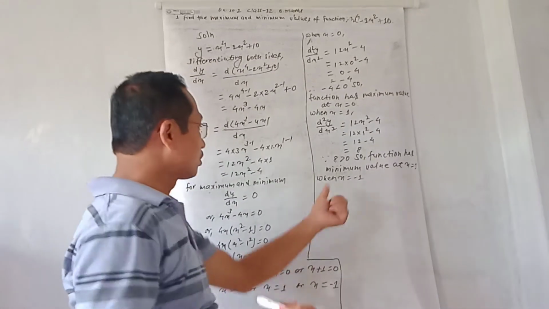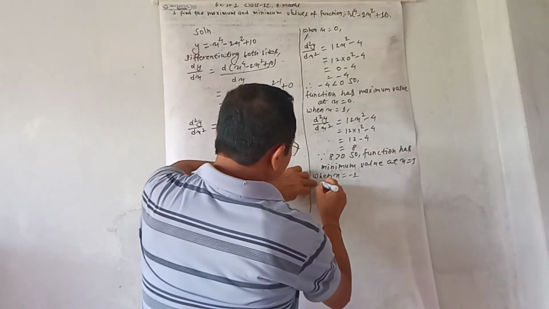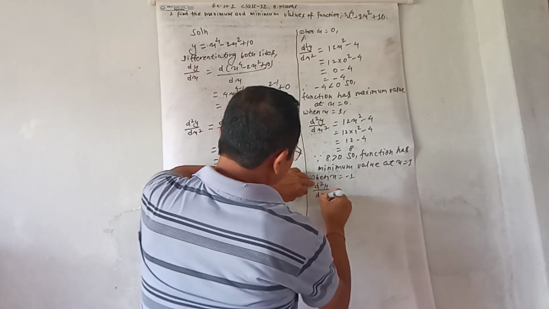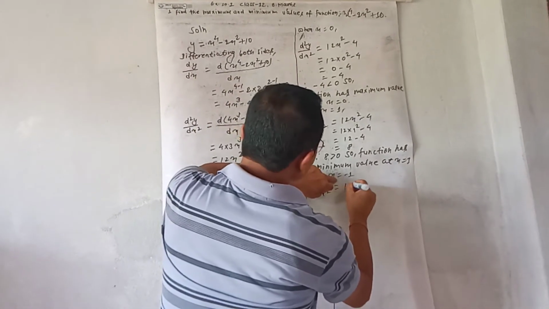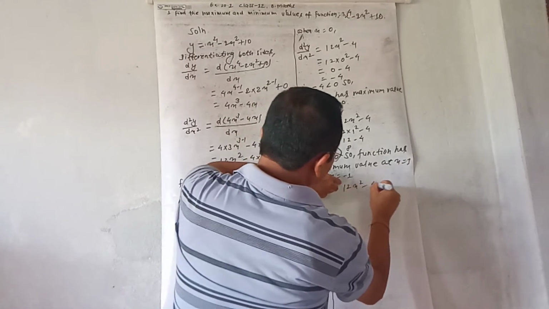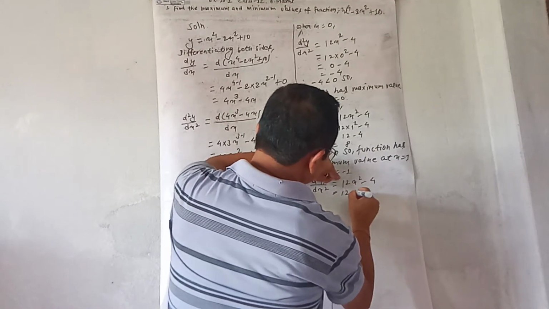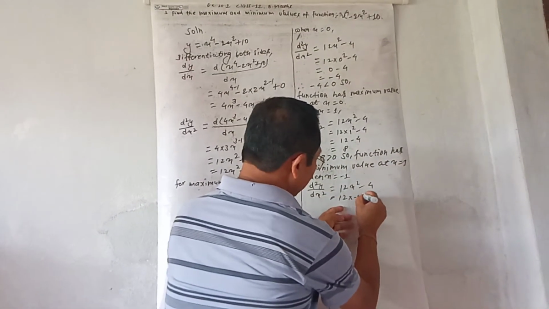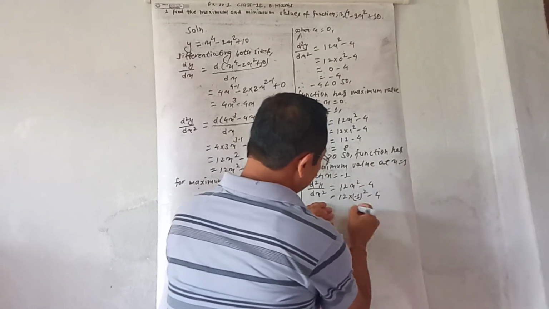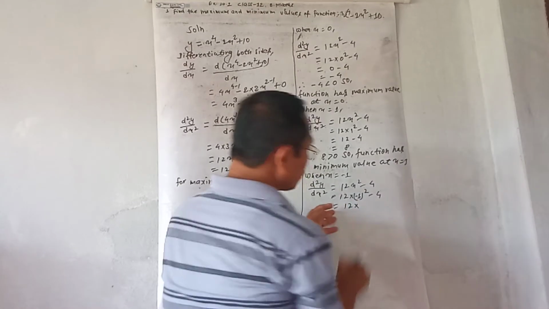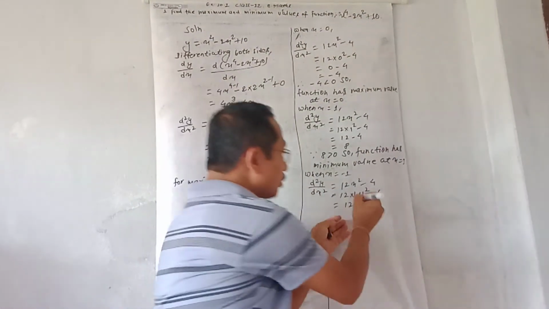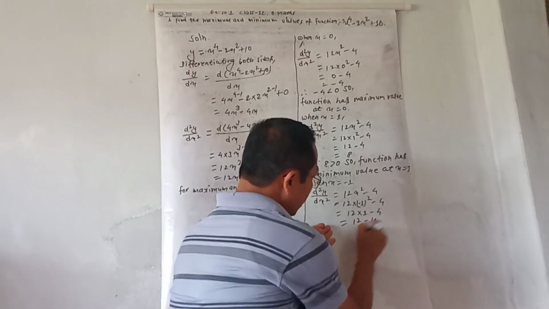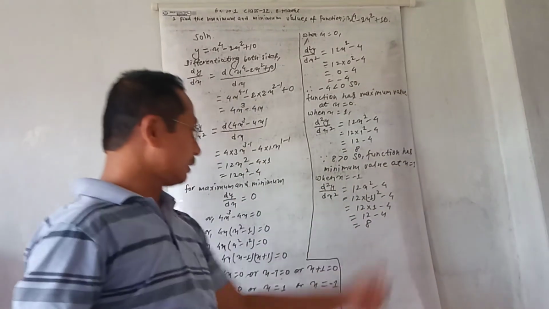So when x is equal to minus 1, the value of the second derivative d square y by dx square is equal to 12x square minus 4. That means 12 into the x value, which is minus 1. So you put minus 1 whole square minus 4. That means 12 into minus 1 square, which means plus 1, minus 4, is equal to 12 minus 4, which is equal to 8.